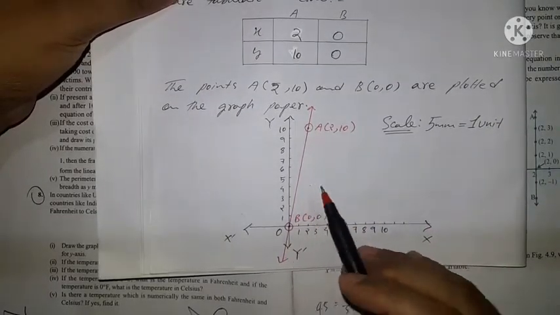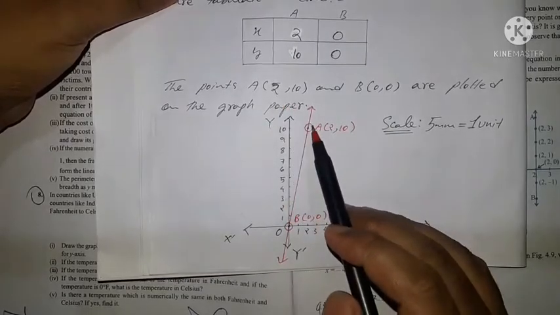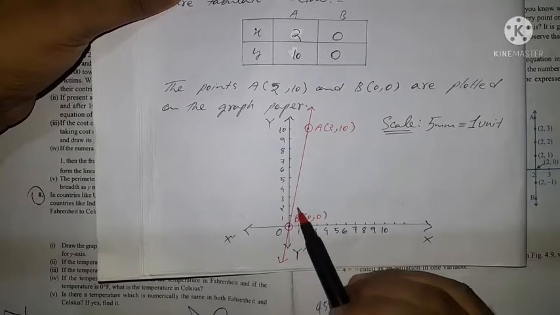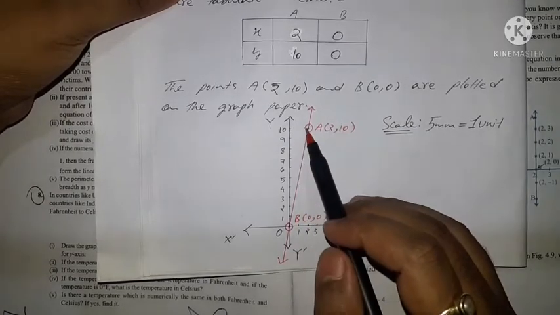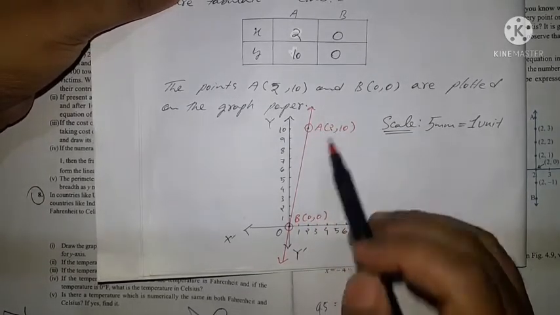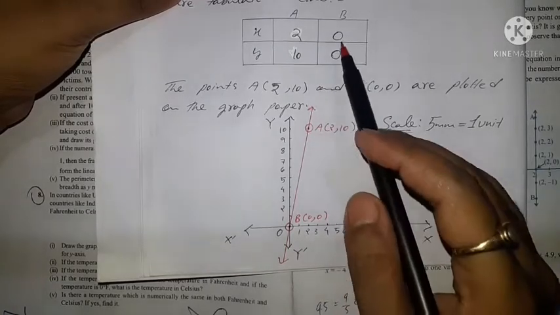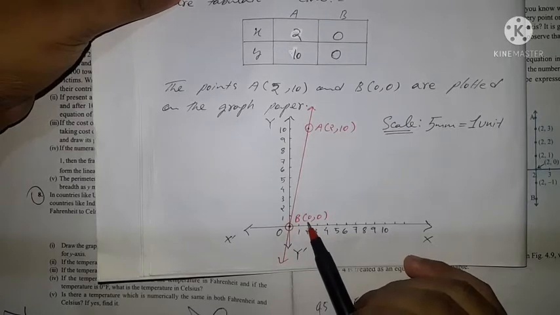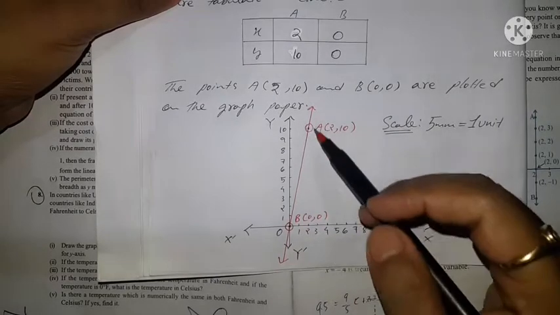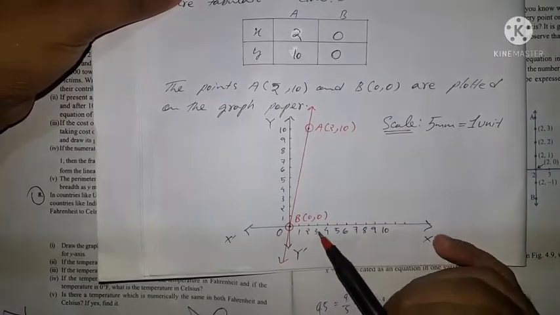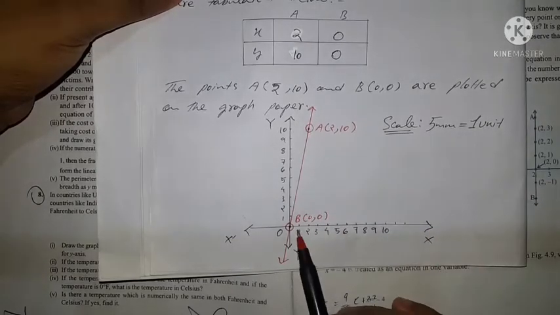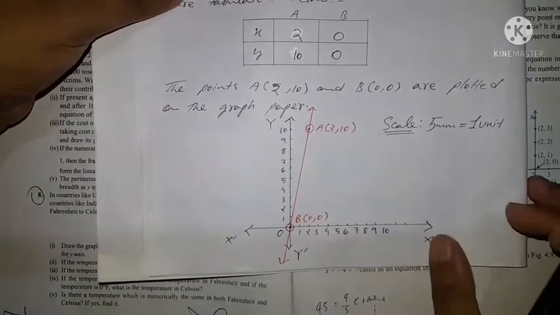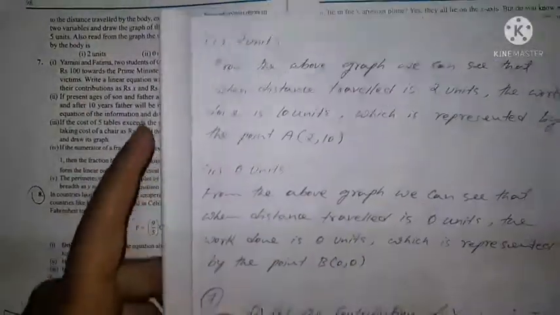If we plot the points on the graph, the first point, A, is (2, 10). On the x-axis there is a movement of 2 units and on the y-axis a movement of 10 units. So A is (2, 10). Again, the second one is (0, 0). That means point B will be the origin, since x is 0 and y is also 0. Therefore AB is the graph. For the scale, we have taken 5 millimeter as 1 unit.